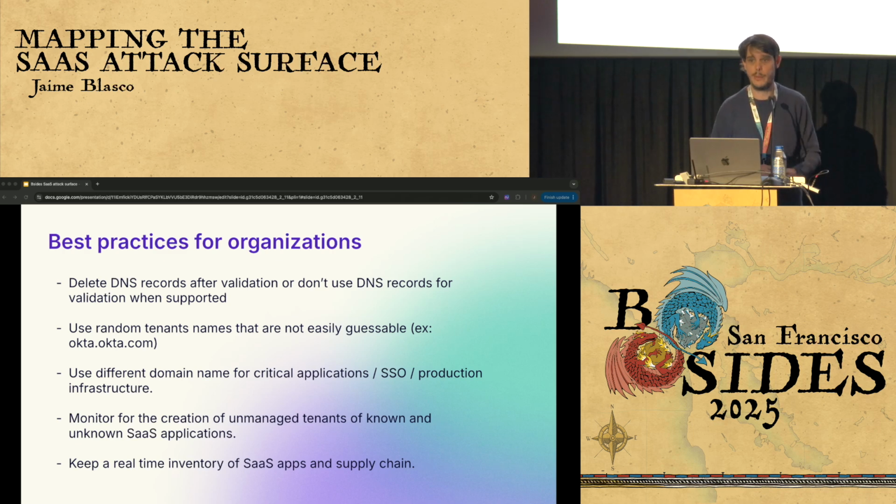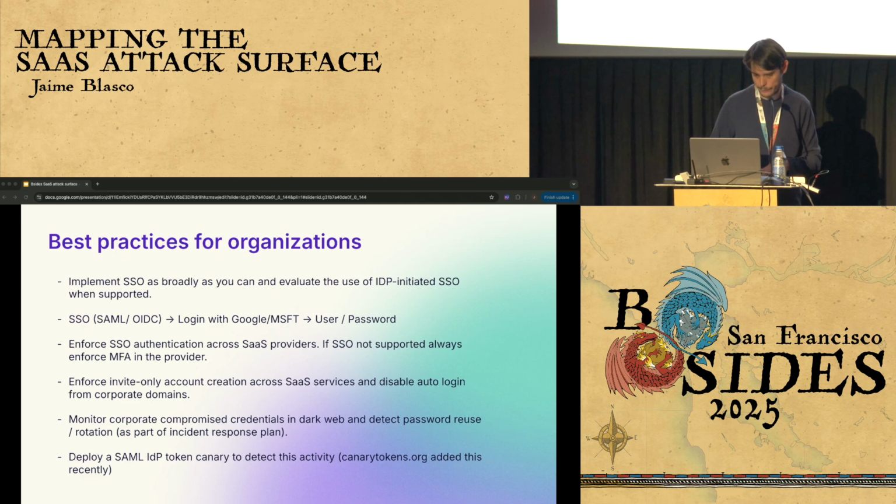And keep a real-time inventory of all those SaaS applications on the supply chain. The supply chain is really important for those examples that I gave with Lazarus, where if you are in a specific industry, they are going to go after your supply chain. And actually, these techniques are something we have used internally to map supply chains at scale for a few years now.